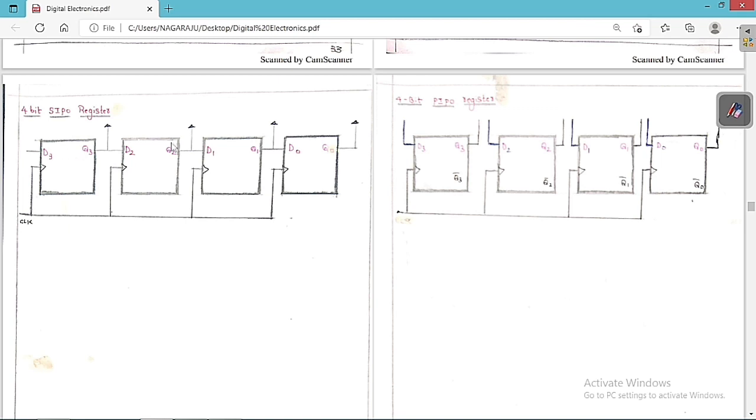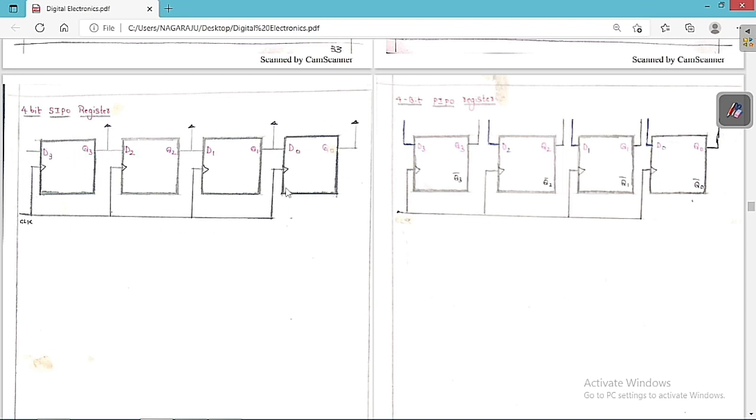So now you can see clearly, this is D0 Q0, D1 Q1, D2 Q2, D3 Q3. The input we are going to give in a serial fashion and we are taking the output in a parallel fashion. So it is called serial input and parallel output, because we are giving input serially and taking output parallelly. This is the point that you always have to keep in your mind. We give the input serially and take the output parallelly, so it is called the serial input and parallel output register.